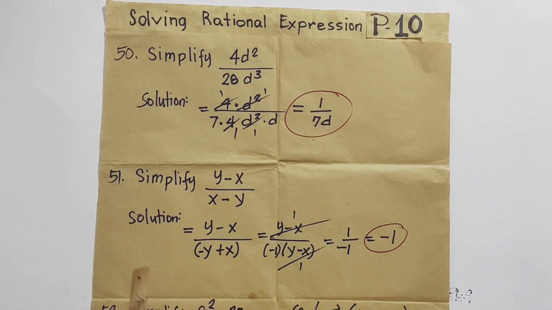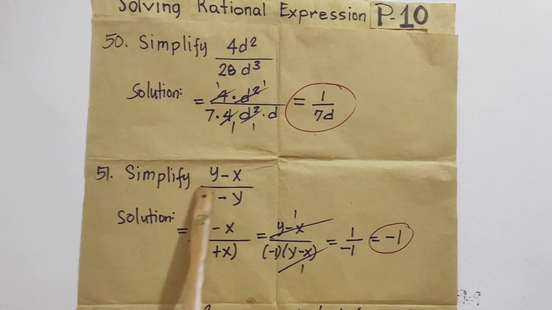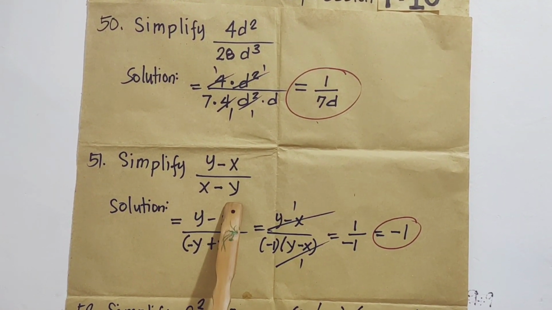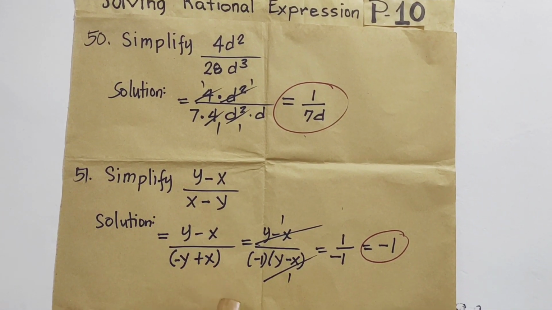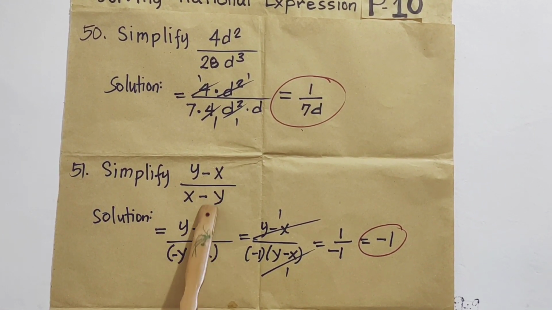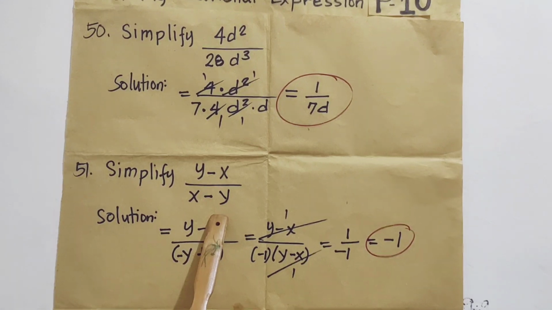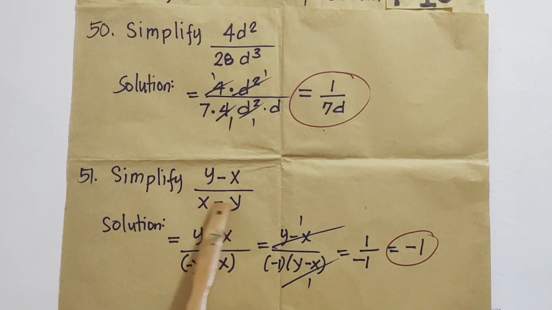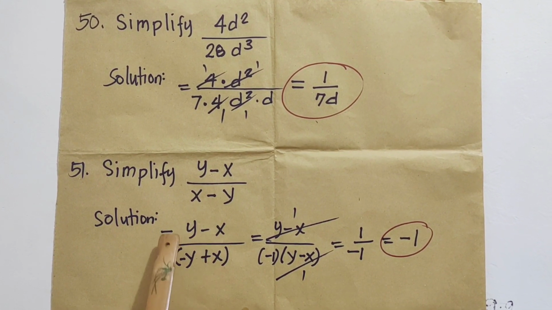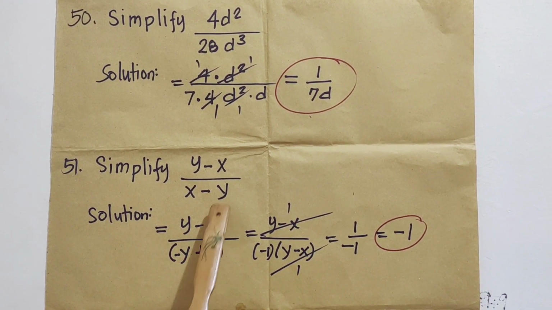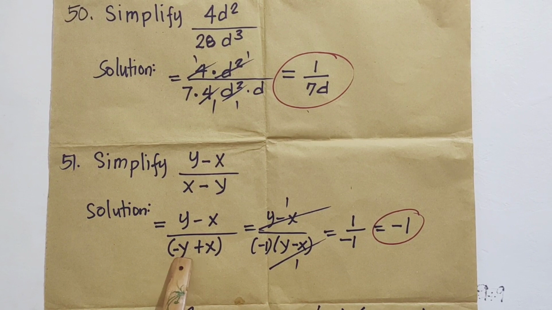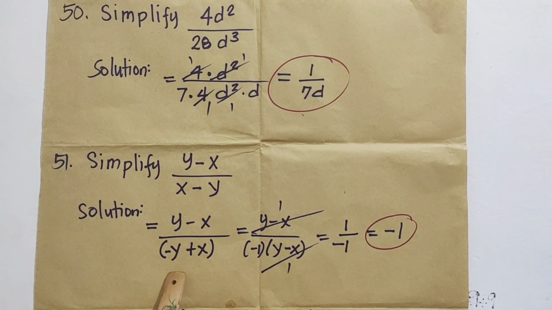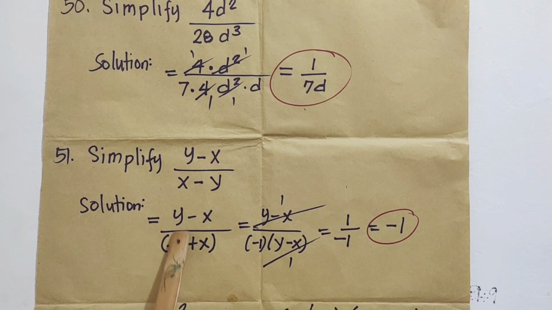Okay, next, number 51. Simplify y minus x over x minus y. So we cannot cancel because they are different positions. So what we have to do is inverse the denominator. So y minus x over, it becomes now negative y positive x. Then again, we cannot cancel because of the sign. We have positive, we have negative.